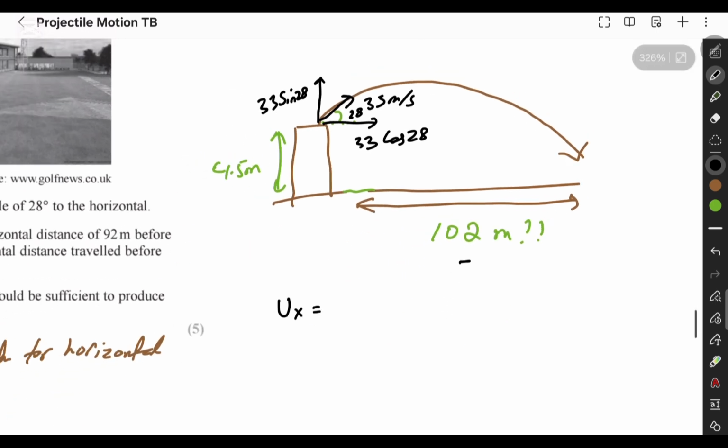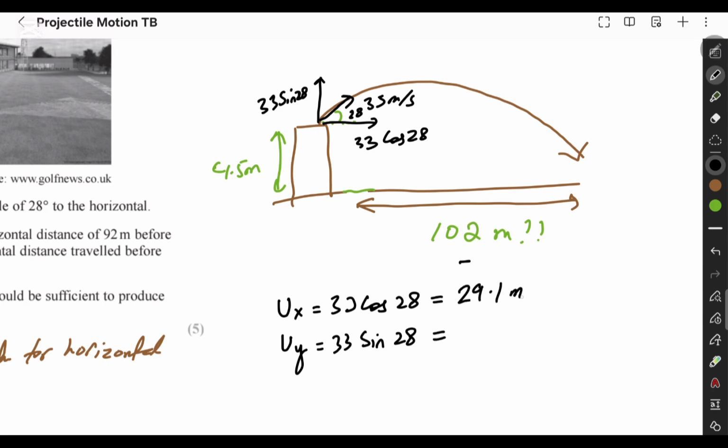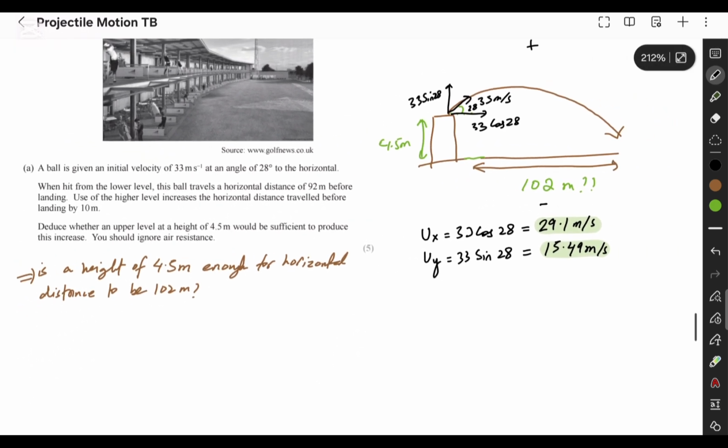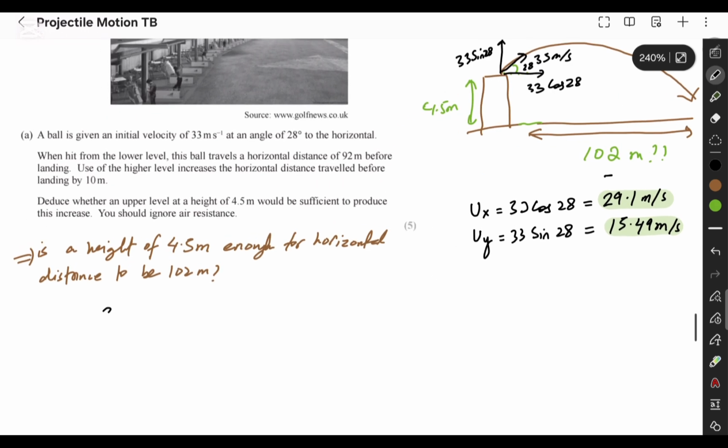So ux is equal to 33 cos 28. uy is equal to 33 sine 28. That's going to be 29.1 meters per second, and that's going to be 15.49 meters per second. Okay, so we have done that and we've labeled the directions. Now, we know that the horizontal equation is Sx equals ux t.